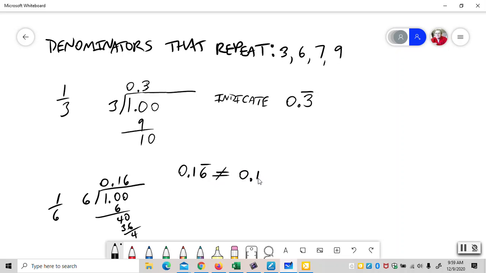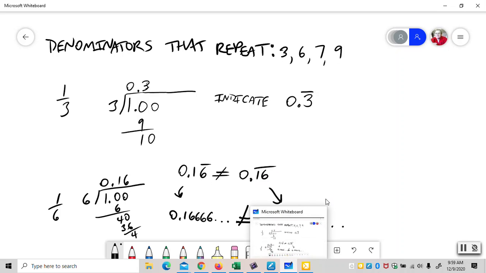This means 0.16666... This here means 0.161616... And this here and that there are obviously, or I hope it's obvious, not the same thing. So you have to be careful. If you're sloppy and it looks like you put it over both, I'd count that wrong, because 0.16 barred and 0.16 barred are not the same thing. You bar only the repeating part.